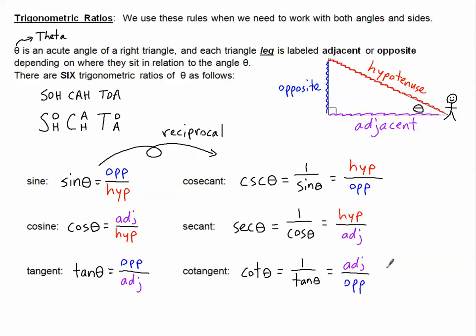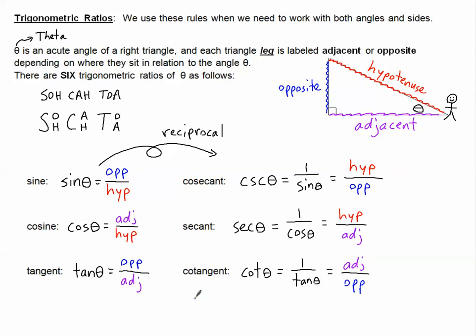So you need to memorize all 6 of these trig ratios. Really, you just need to memorize the SOH CAH TOA and then understand that you just flip them upside down to find the cosecant, the secant, and the cotangent. But you do need to remember the order here.